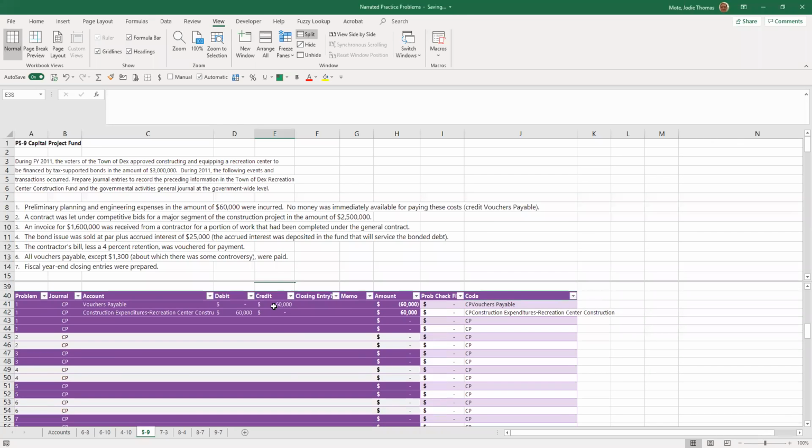Okay, here we're going to work on a problem from this edition. It was the 15th edition of the textbook. It was problem 5-9, and it gives us a good overview of the various transactions that impact the capital projects fund, and has some financing in here. So it's a good one to go through.